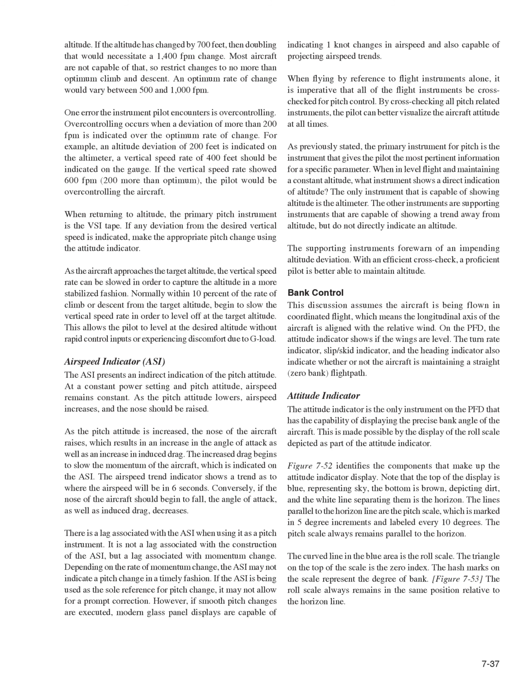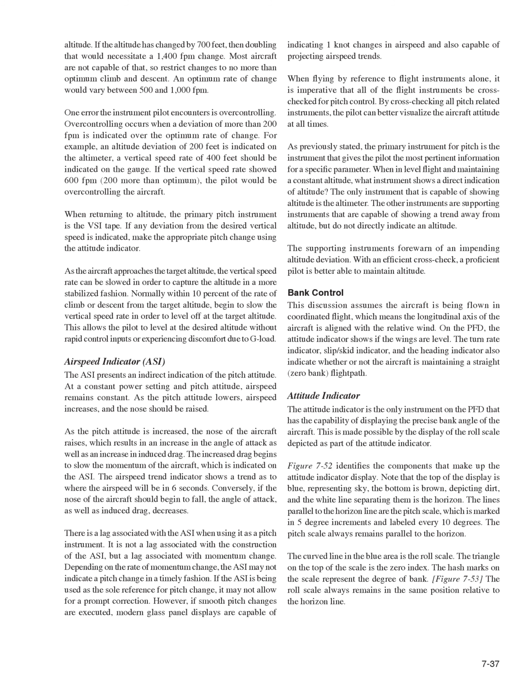The only instrument that is capable of showing altitude is the altimeter. The other instruments are supporting instruments that are capable of showing a trend away from altitude, but do not directly indicate an altitude. The supporting instruments forewarn of an impending altitude deviation. With an efficient cross-check, a proficient pilot is better able to maintain altitude.